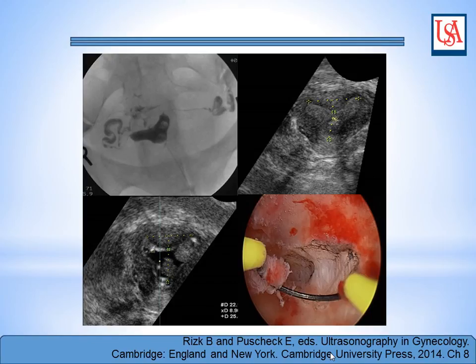So this is the one that I showed you at the beginning was abnormal. When we put more dye, it was normal. We did a 3D ultrasound. It shows you a septum. We did a 3D saline infusion septum, and then you go in, she has a massive septum there. So this is number one.